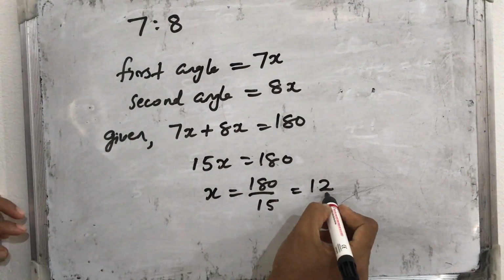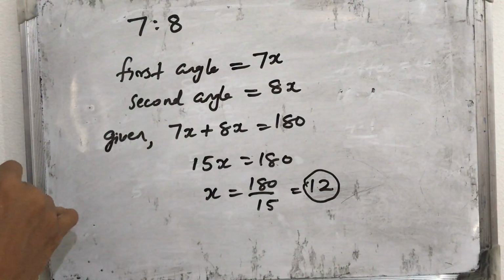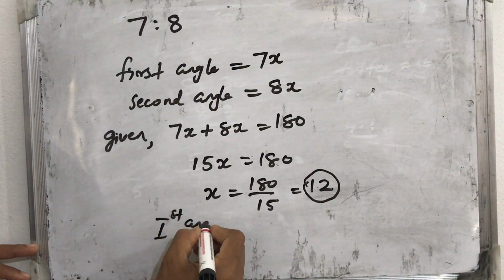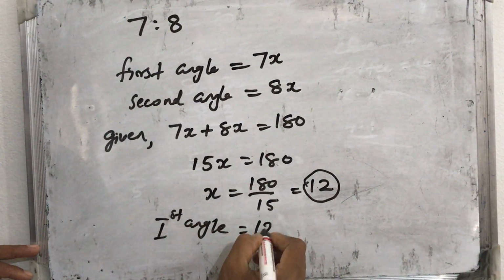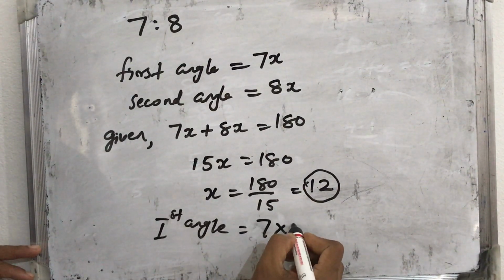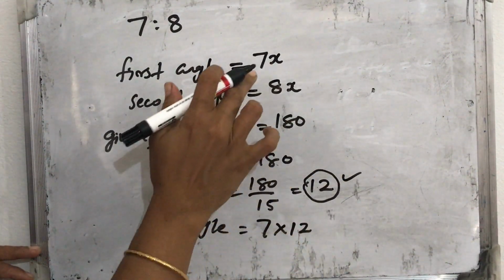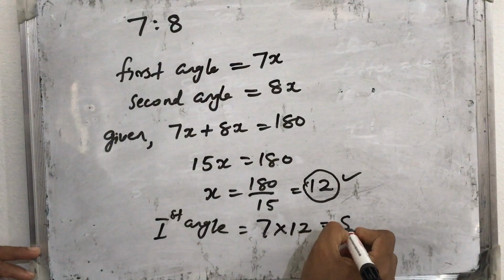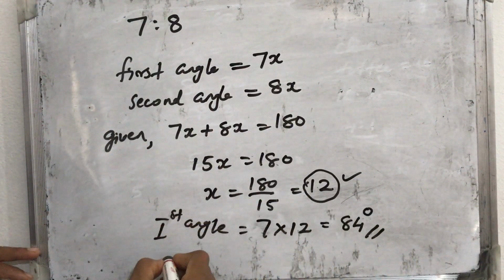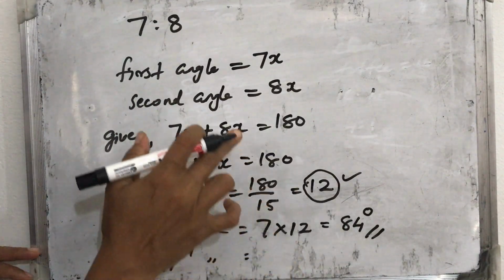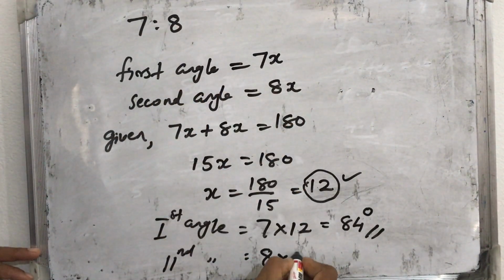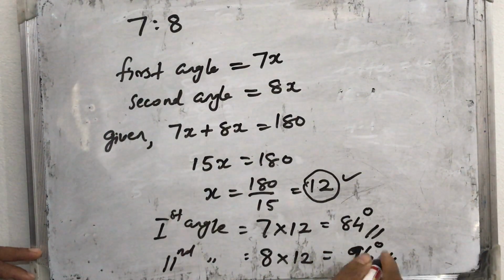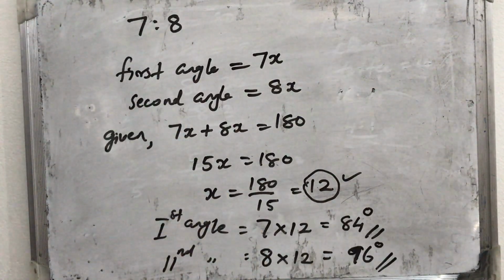Now here we got the value of x, 12. So what will be the angles? The first angle is 7x. We found x is equal to 12, so substitute the value of x here. 7 into 12 will be 84 degrees. First angle we got 84 degrees. And the second angle is 8x. So 8 into 12 will be 96 degrees. Now when we add these two, we will get 180 degrees.